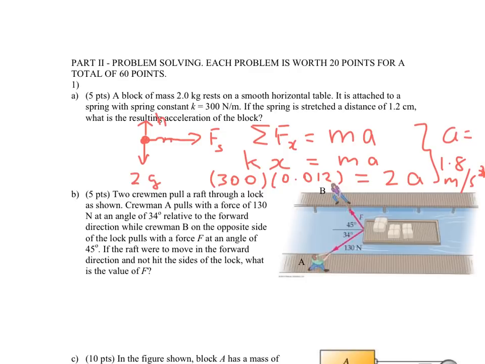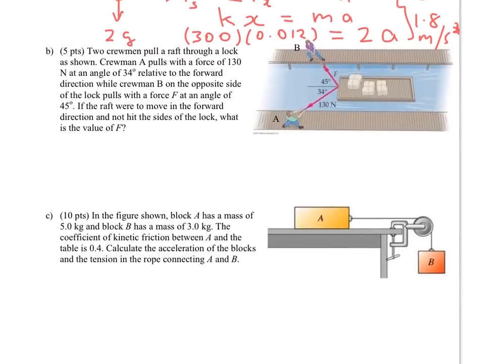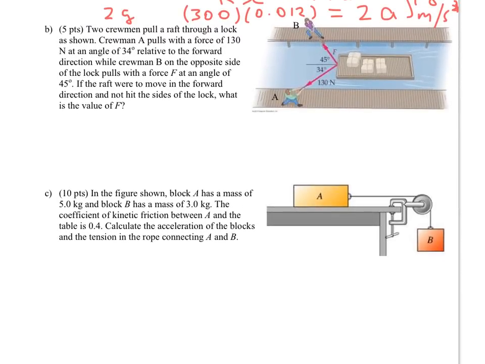Okay, next problem. These are all little independent problems. Two crewmen pull a raft through a lock as shown. Now, crewman A pulls with a force of 130 newtons at an angle of 34 degrees relative to the forward direction, while crewman B on the opposite side of the lock pulls with a force F at an angle of 45 degrees. Now, if you just look at the diagram, everything is there.